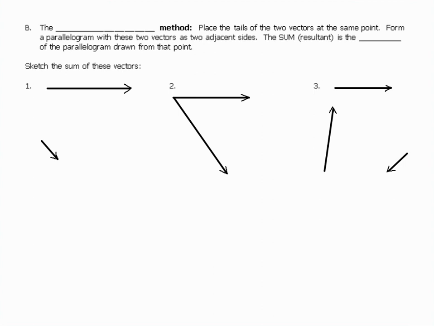There is a second method. This one is called the parallelogram method. Place the 2 tails of the 2 vectors at the same point. Form a parallelogram with these 2 vectors as 2 adjacent sides. The sum, or resultant vector, is the diagonal of the parallelogram drawn from that point.